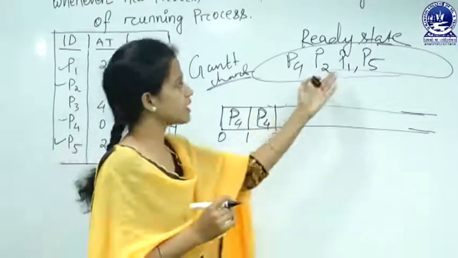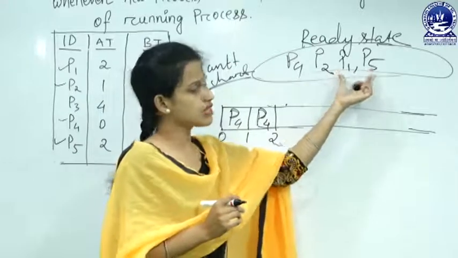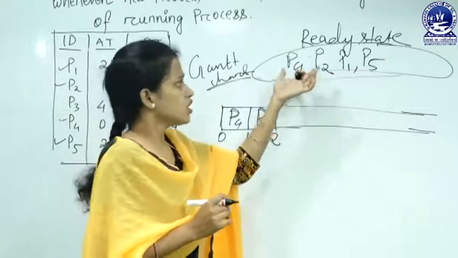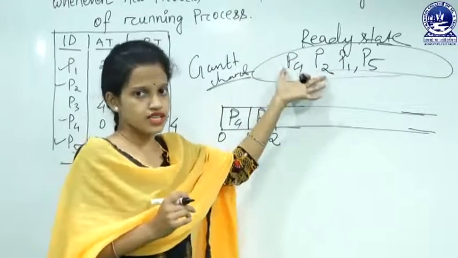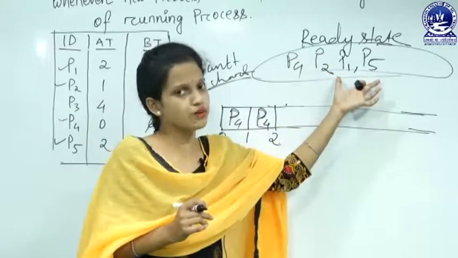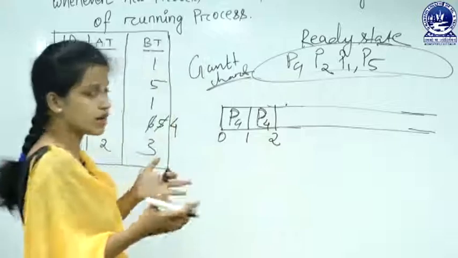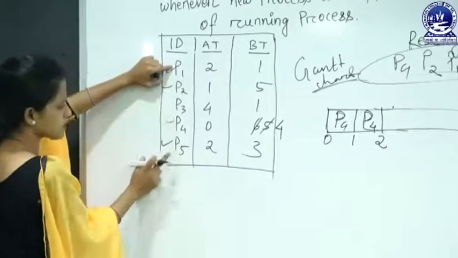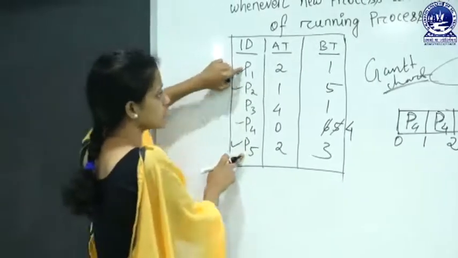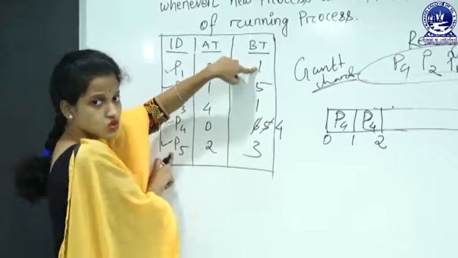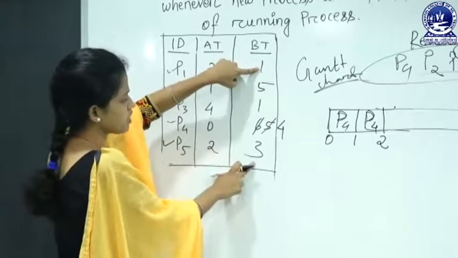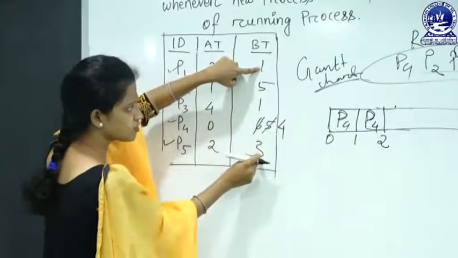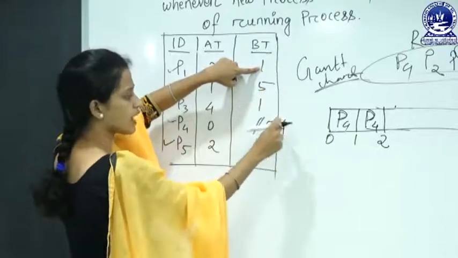And when a newly arrived process has a smaller burst time as compared to the currently running process, then we have to stop the currently running process and allocate the CPU to the newly arrived process. So check the burst time of the P1 and P5. The burst time of the P1 is 1, that is so small, and P5 is 3. So we have burst times 1, 5, 4 and 3.